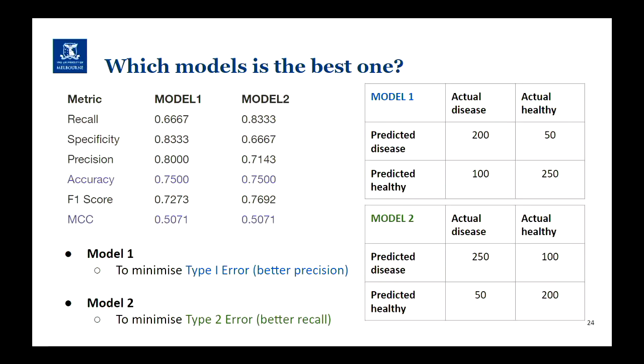You choose type 2 because you know the context. You know that you don't want to send people home while they have cancer, right? So choosing the best performing metric, choosing the model requires also knowing about your problem, right? It's not just about maximizing a metric, okay?